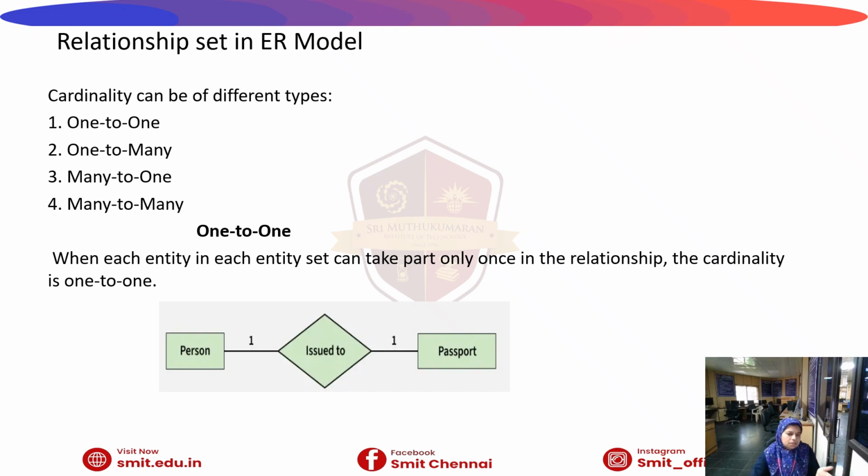For example, a person is issued a passport. So one person should have only one passport. They are connected together. A student has only one register number, connected together. So that student has a particular register number. So this is one to one connectivity, right?